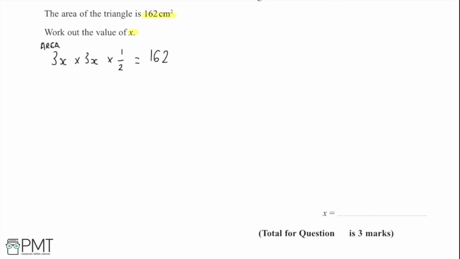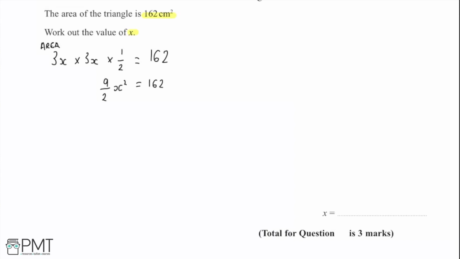We can then do some multiplication here. We can multiply the left-hand side together. So 3x multiplied by 3x gives us 9x squared. And then multiplying that by a half, we have 9 over 2 x squared. So 9 multiplied by a half. And that's still equal to 162.